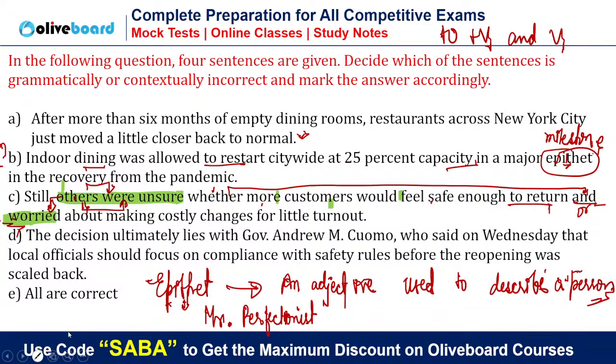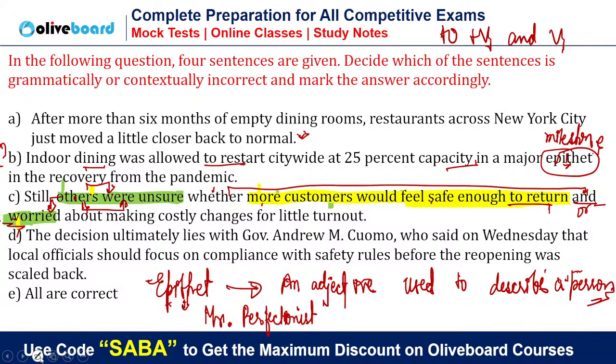So please focus on the structure, otherwise you will never get the errors. More customers would feel safe enough to return. This is one part, and then others were unsure and worried about making costly changes for little turnout. This others can be restaurant owners also, कि उनको लग रहा था कि पता नहीं कस्टमर्स आएंगे कि नहीं आएंगे, ठीक है, और उनको कुछ चेंजेस करना चाहिए या नहीं करना चाहिए. Is this structure clear to everyone? Very nice structure. So C is absolutely correct.